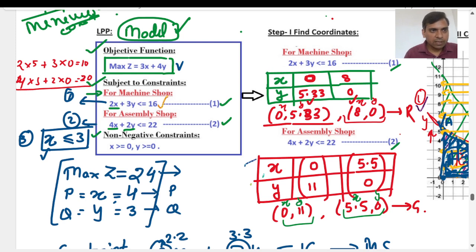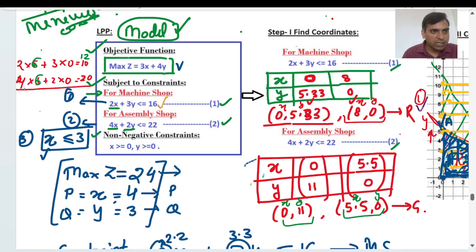So we will test another value, 6, also. So if we put 6 in this equation, this is 6. So you will see 2 into 6 is 12. So this new value is 12, which is also less than 16, satisfied.